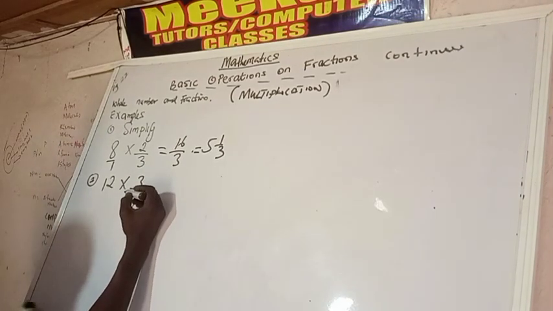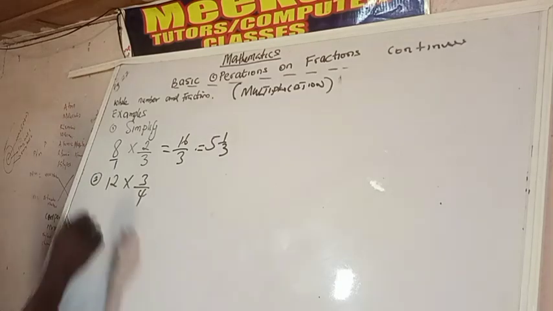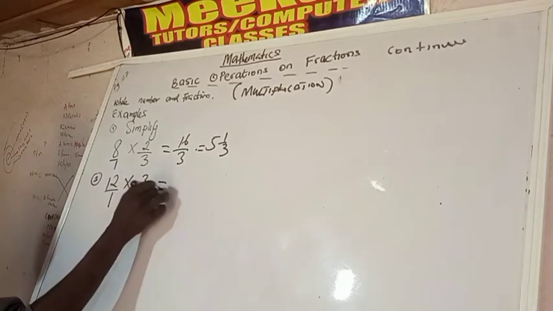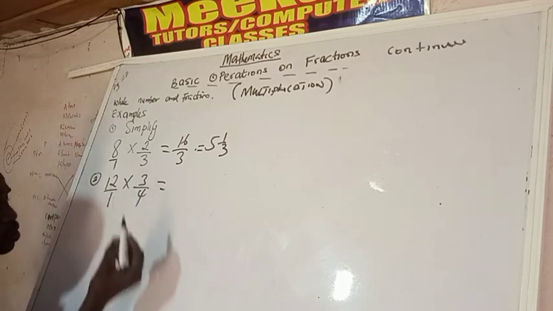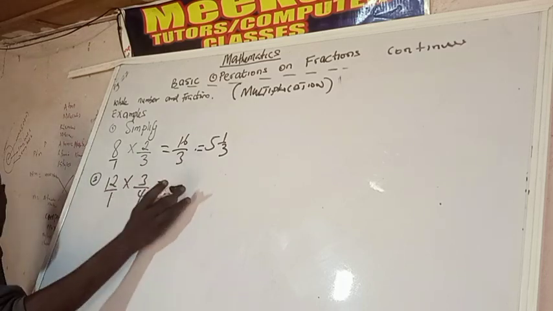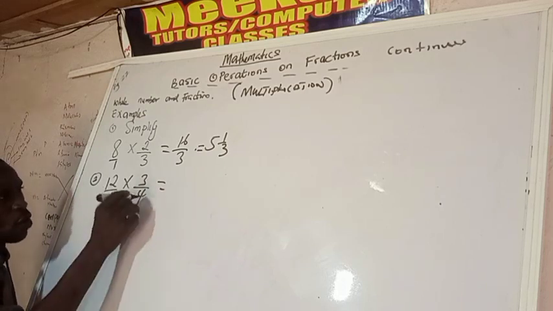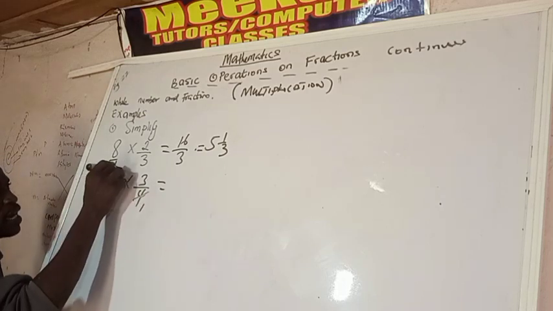Of course, this is a whole number. I make this one to be over 1. This becomes 4 here. Check if there is anything that can cut; make sure you cut to reduce the volume of work in the division. So 4 here 1, 4 here 3.